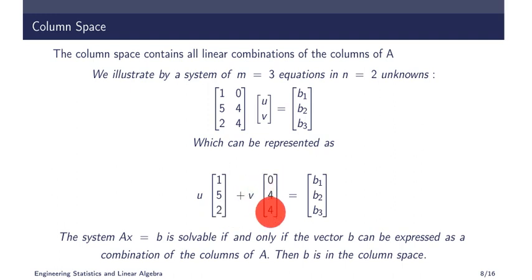Like u times (1, 5, 2) and v times (0, 4, 4): if you put u equal to 0, v equal to 0, you will get some value. u equal to 1, v equal to 1, you will get some value. u equal to 1, v equal to 0, you will get another value. So you have infinite values for b1, b2, b3, but not all the three-dimensional possibilities, right? Only these combinations will be there.